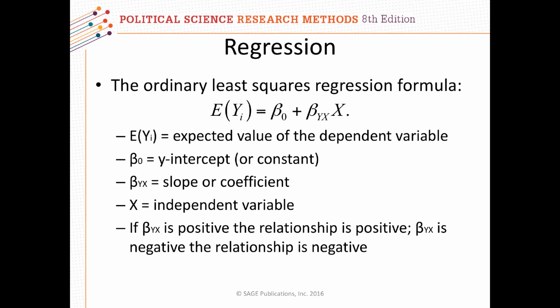So the ordinary least squares regression formula is as follows. By the way, if anybody remembers y equals mx plus b, then this is the same thing. This is the expected value of your dependent variable. This is your y-intercept, or where the regression line is estimated to cross the y-axis. This is your slope, and then this is your independent variable. And if beta sub yx is positive, then the relationship is positive. If it is negative, then the relationship is negative. So this sign here becomes important. This is exactly the same thing. This is a linear model.